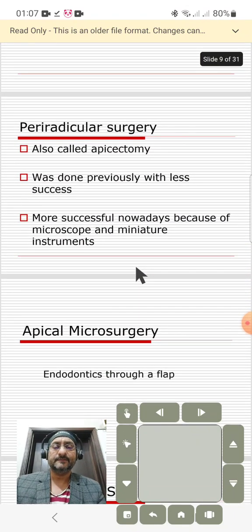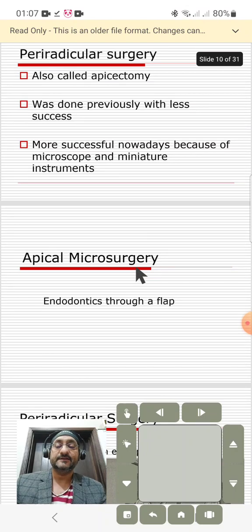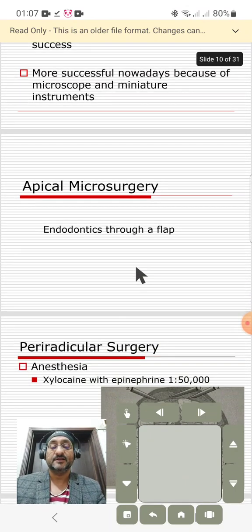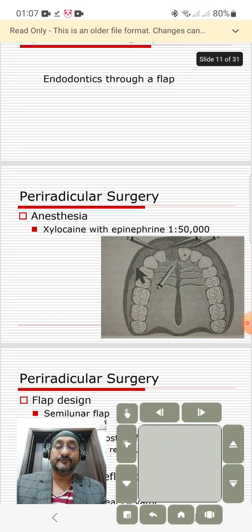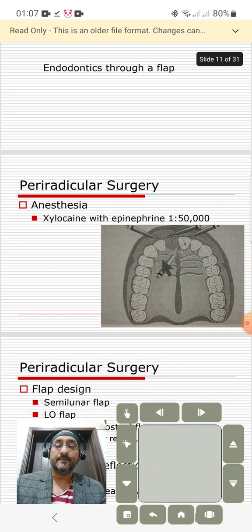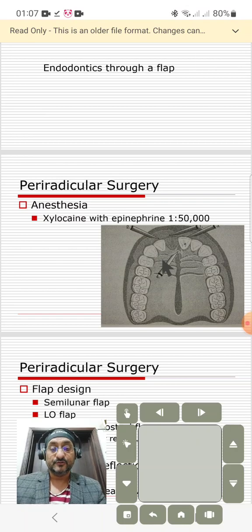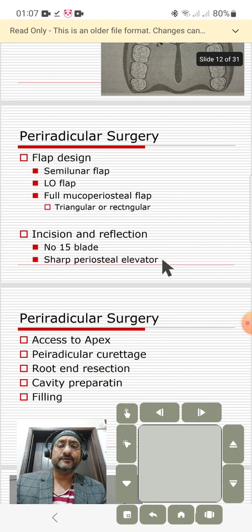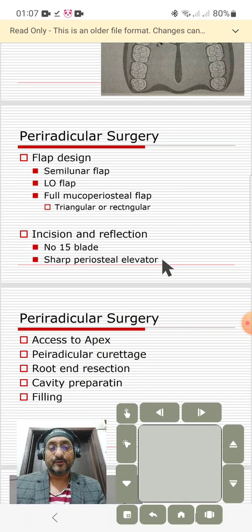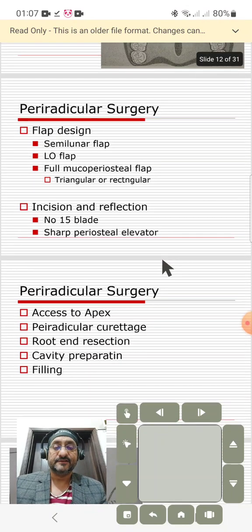Usually we call this periapical surgery apicectomy, which was done with less success, but now with the latest equipment and materials and magnification and illumination, apical microsurgeries have a very good success rate. Xylocaine with epinephrine at around 1 to 50,000 is the ratio. You can use different flaps like semilunar, Ochsenbein-Luebke flaps, full mucoperiosteal flaps. You can use different blades for incision and reflection.